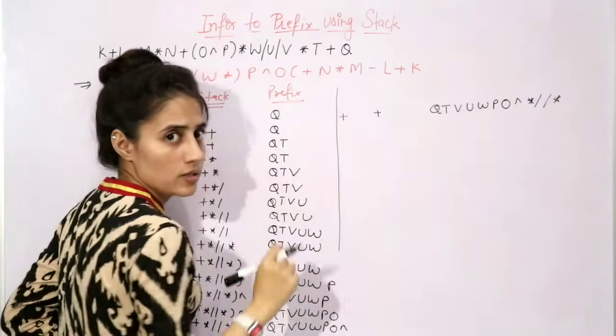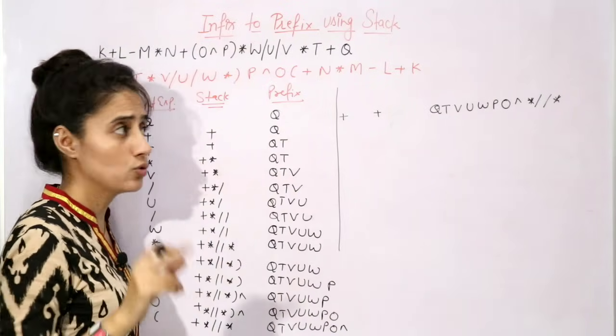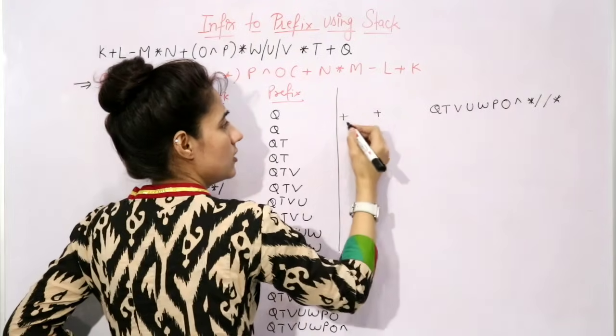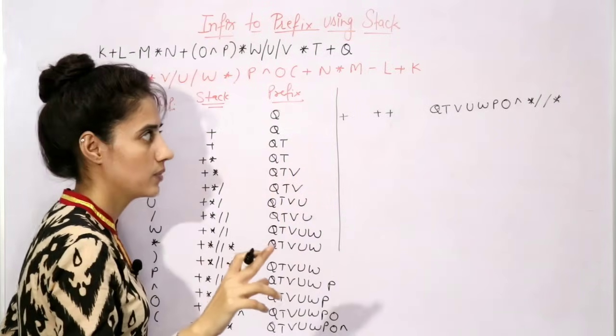Now in the stack I have plus. Now check out the precedence. These have the same precedence. Now check out the associativity. Associativity is what? Left to right. If left to right, then no need to pop out this, simply push the incoming operator. Now we have 2 plus in the stack, right?